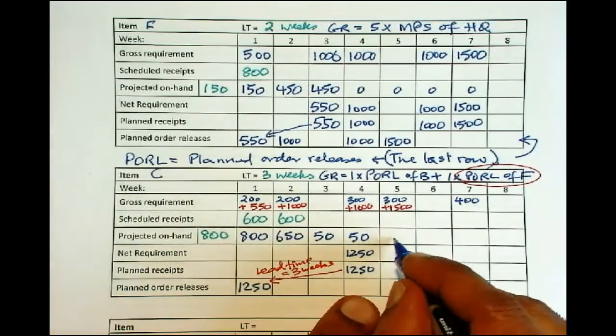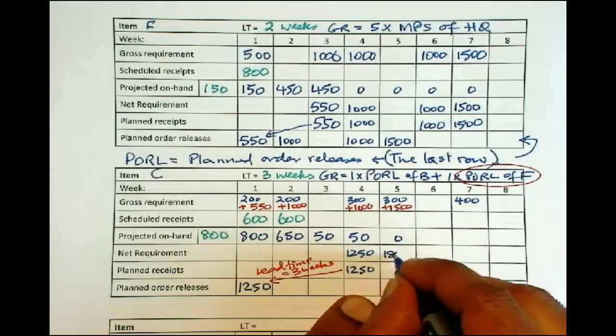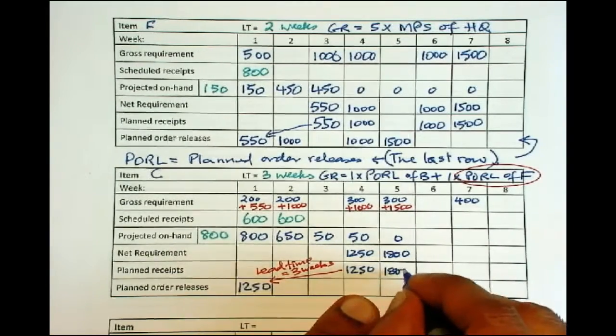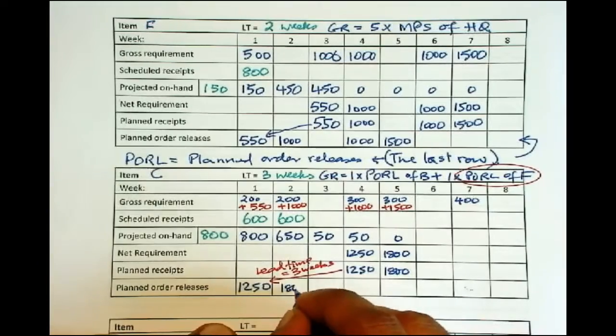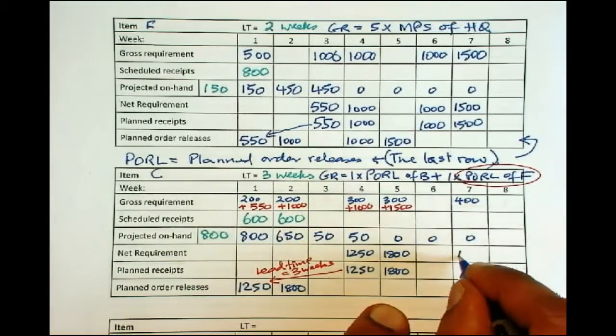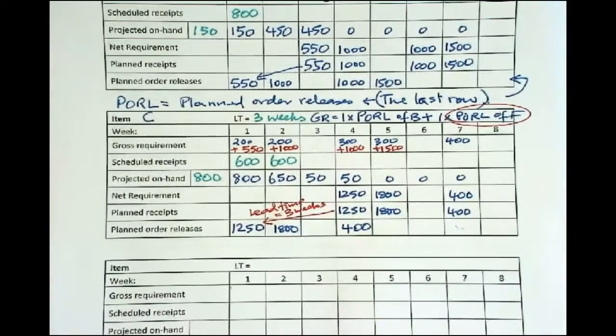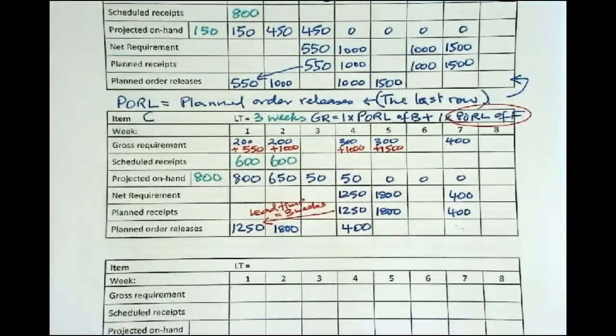So 1250 here. So that's the lead time. And then 0. So next week we have 1800 requirement. So 1800, then 0, 0, 400, 400, 1, 2, 3. 400 gross requirement, 400 planned order release for C.